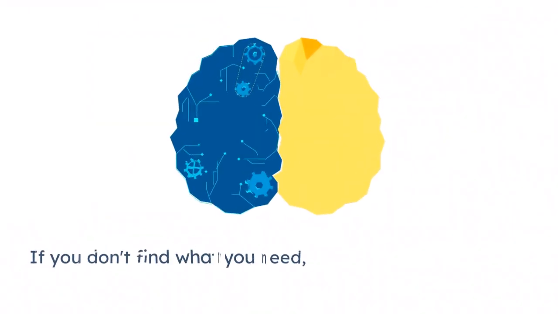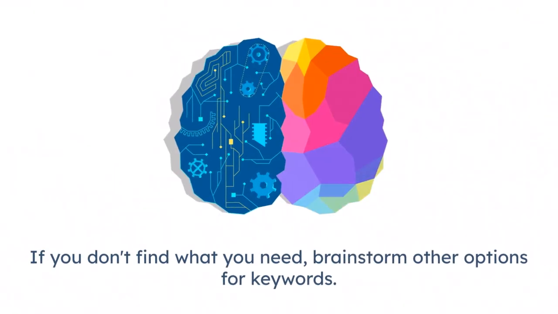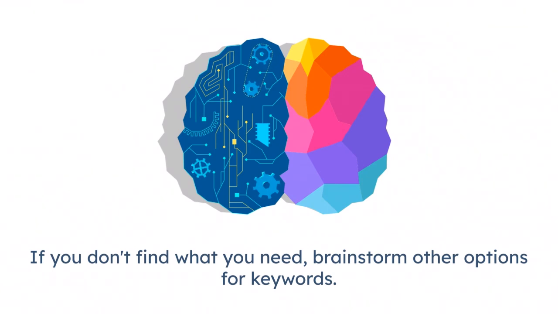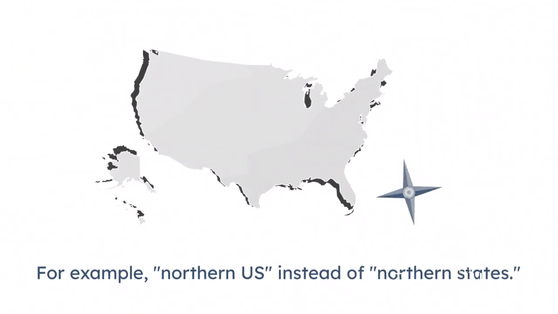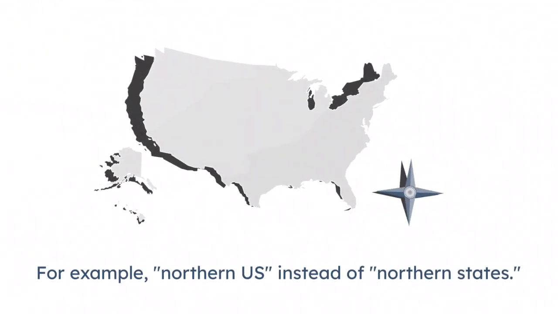If you search for your keywords and don't find enough results, brainstorm some other possible terms. Sometimes this is as simple as thinking of a synonym. Instead of northern states, you could search for north or union. Repeat your search with the new keywords.